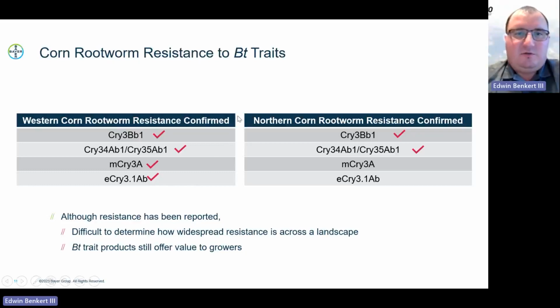So the take home here is, our BT traits are still very effective in most areas of the Corn Belt. They still work very well, and they're still very effective at managing rootworm. But we do have to keep in mind, resistance is out there and has been confirmed. So we have to make sure that we're managing the rootworm properly and using these traits properly so that we can make sure that they keep working.